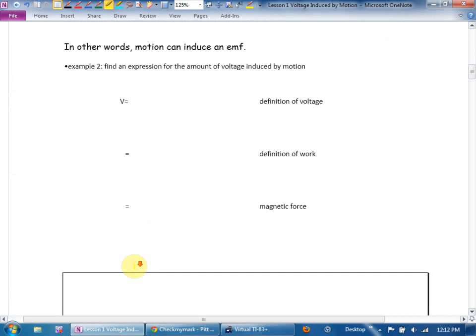In other words, motion can induce an EMF. And Kim, what's EMF another word for? Voltage. Here's the equation. It says, find an expression for the amount of voltage induced by motion. And it says, first of all, what's the definition of voltage? I said it was how much work per charge, technically potential energy per charge, Laura Lee, but I'm going to say work per charge because they're somewhat interchangeable.